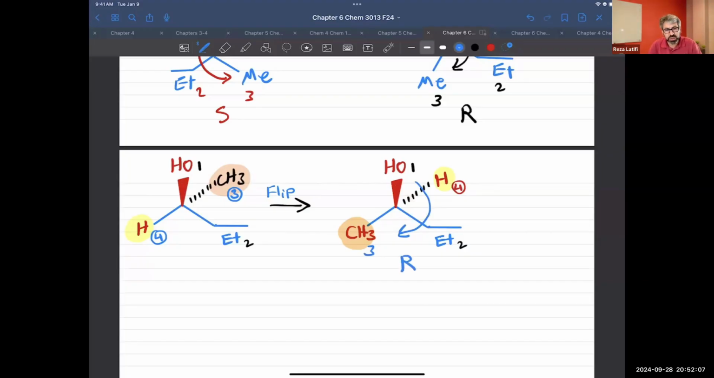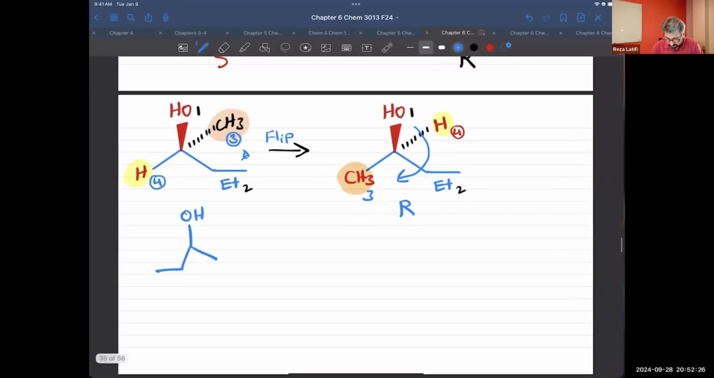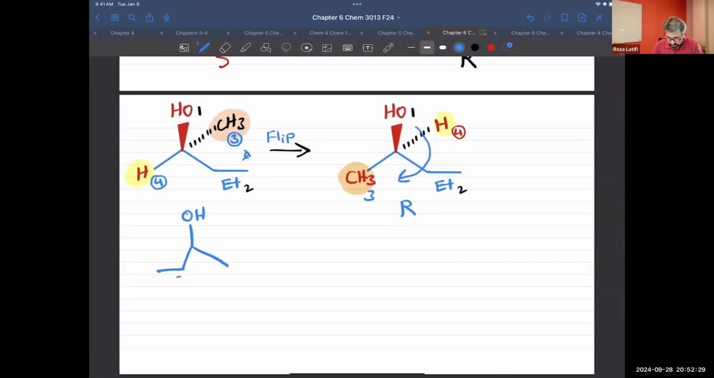Rotation is clockwise, but if you look at the molecule from this side and try to assign the configuration for the starting molecule, you have OH on the top, methyl on the right hand, and ethyl on the left hand, and this is going to give you 1, 2 here, and 3. That's supposed to be S, but we got R.